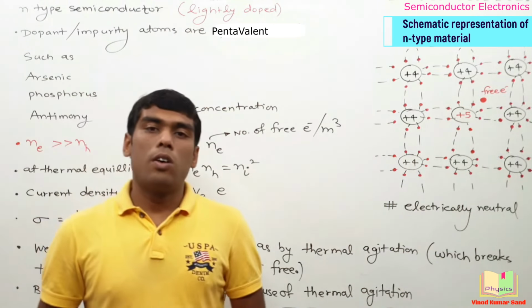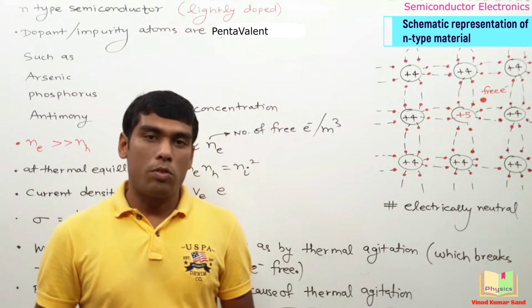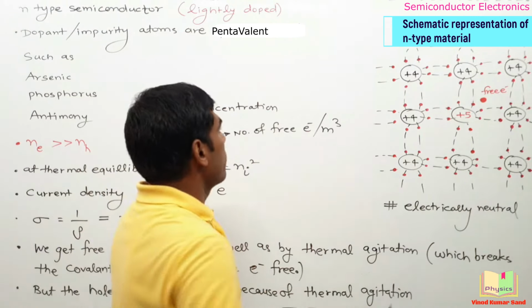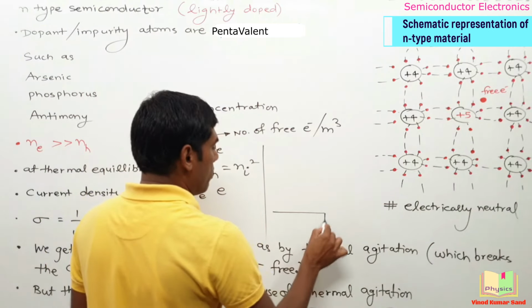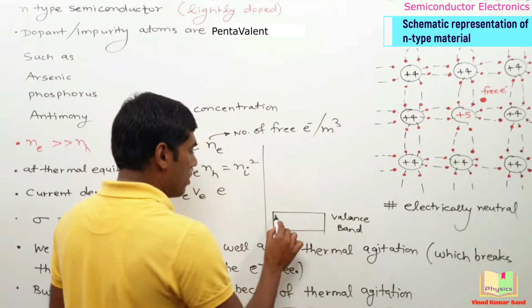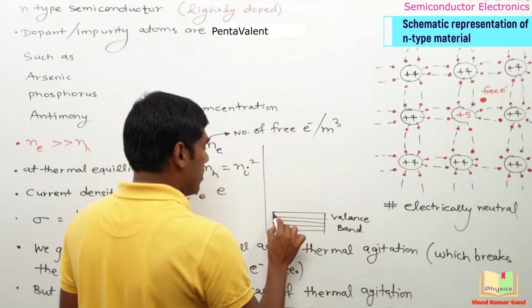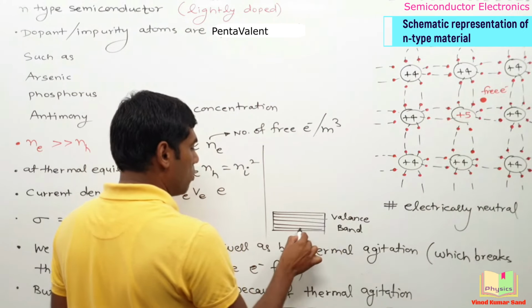Now let's draw the energy band diagram of the N-type semiconductor. Suppose here we have the valence band. Each energy level in the valence band can have at most 2 electrons.